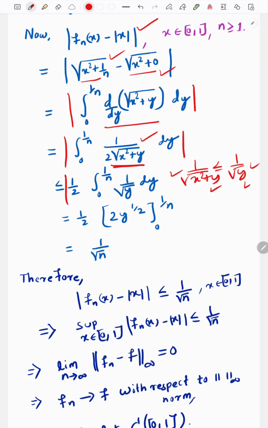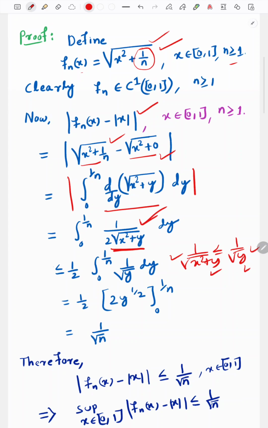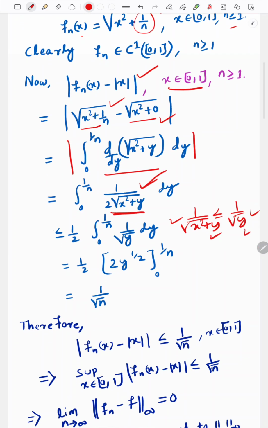But here you can take the modulus also inside. I think there is no need to take the modulus, because clearly all these quantities are non-negative, because after differentiation we are getting this thing, and here x belongs to the closed interval [0,1], so it is positive, and y is varying from 0 to 1/n. All these quantities are non-negative, so there is no need to put the modulus.